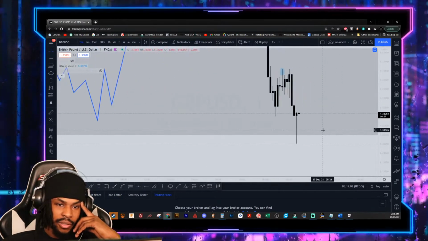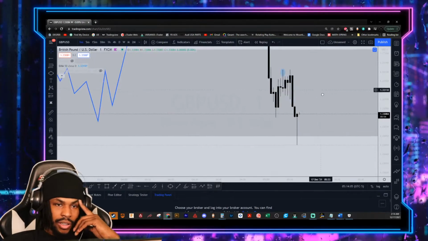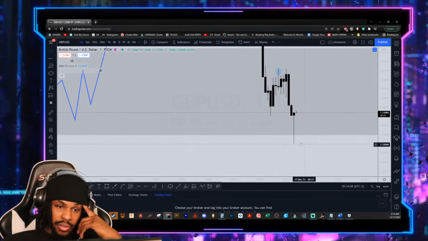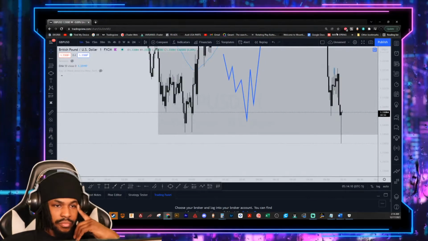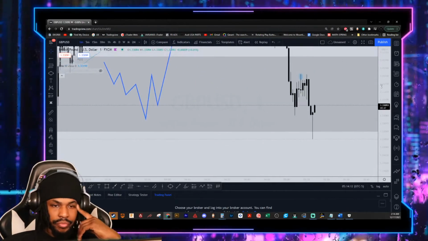I'm looking for it to make an order block and then take off. So that's what I'm looking for. So this might be the lowest point it goes. We see.